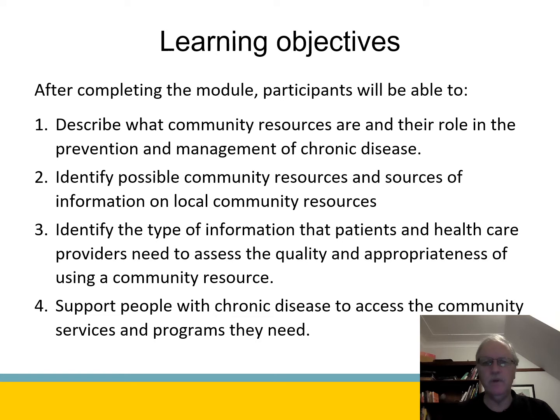In this module, we'll cover the learning objectives shown on the screen. We'll describe what community resources are and their role in preventing and managing chronic disease. We'll talk about how you can identify community resources and how to know that they're of appropriate quality for use in medical practice. And so at the end of the module, you should be able to support people with chronic disease to access the community services and programs they need.